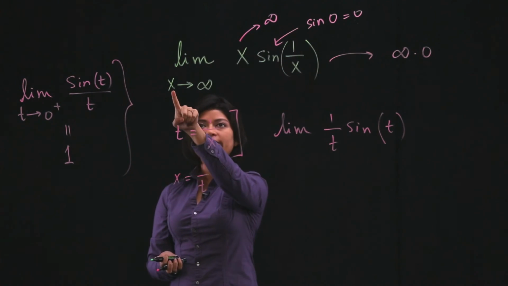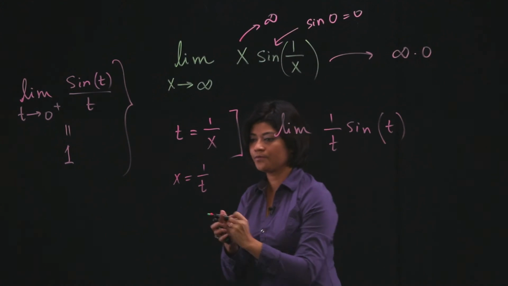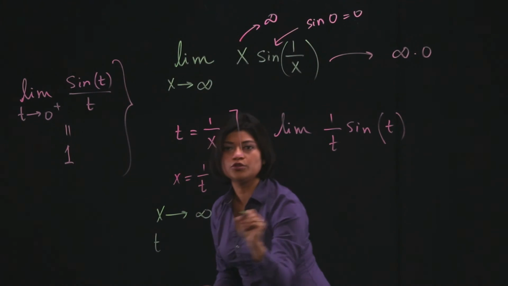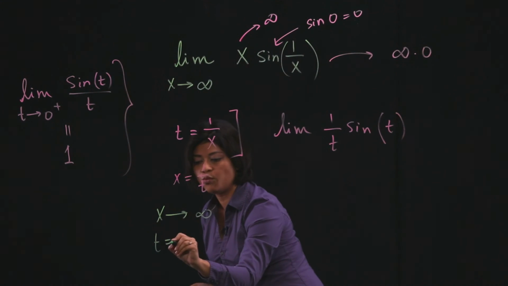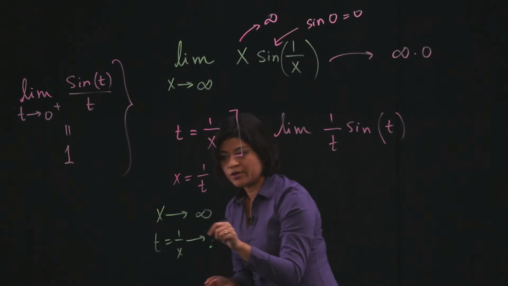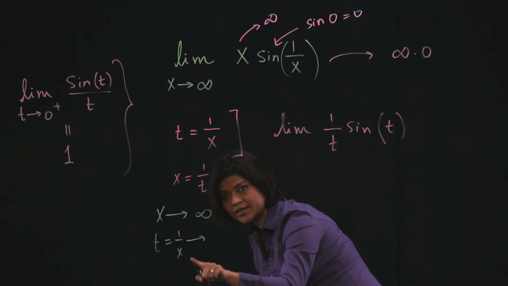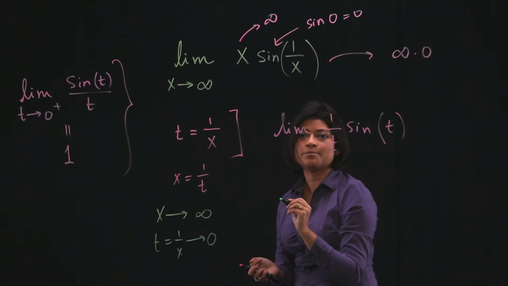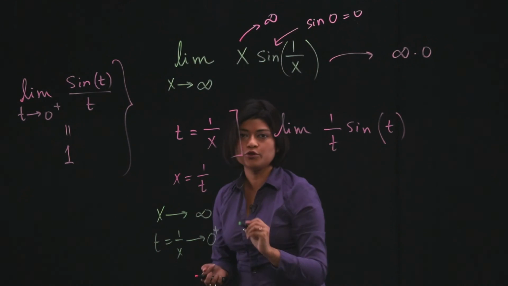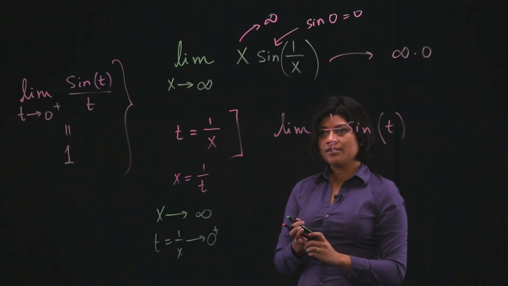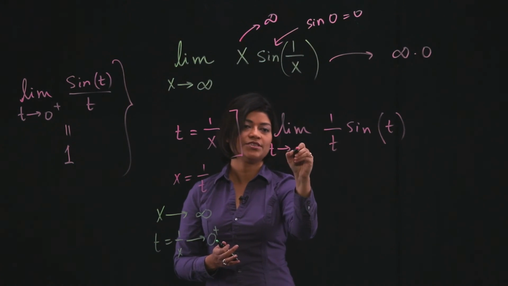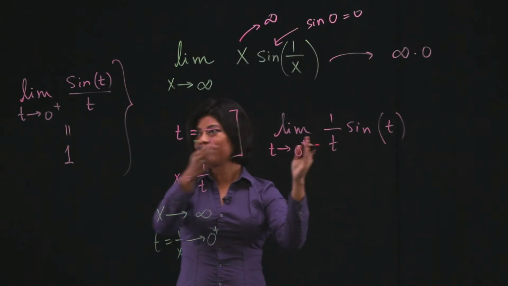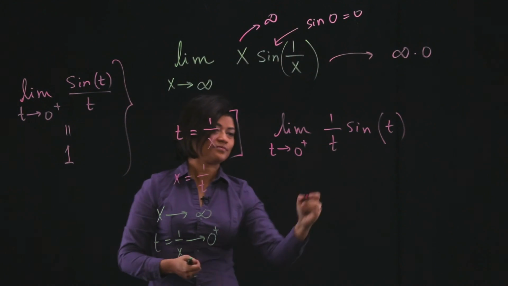Now, let's think: when x is approaching infinity, where is t approaching? Well, t is 1 over x. So x is getting bigger, the denominator is getting bigger, so 1 over big is small. So t is approaching 0. And actually, it will approach 0 from the positive side. So here, the limit actually changes to t approaching 0. That's exactly what we want, right? And we already know what the limit is.